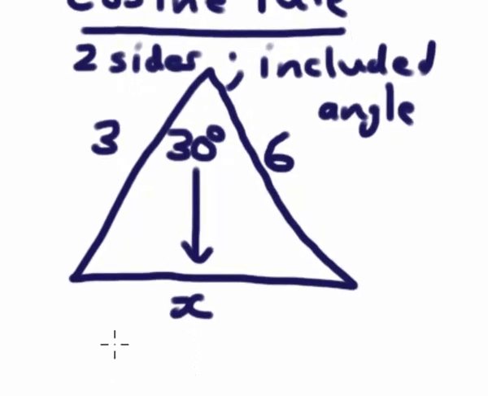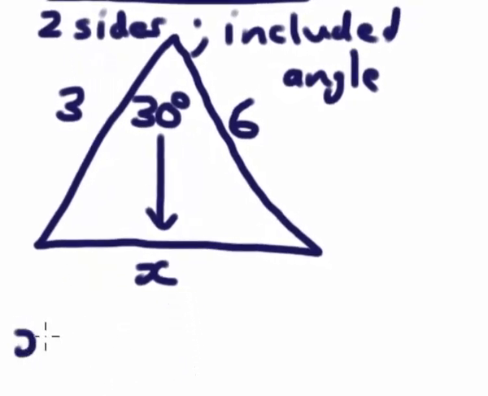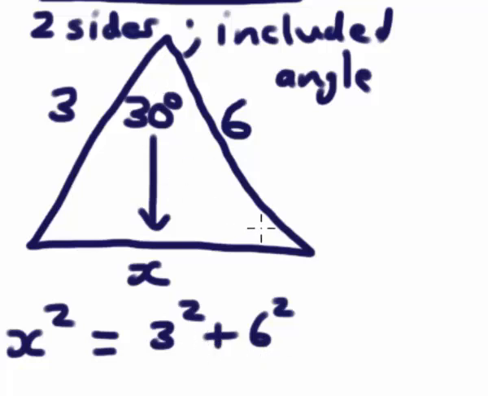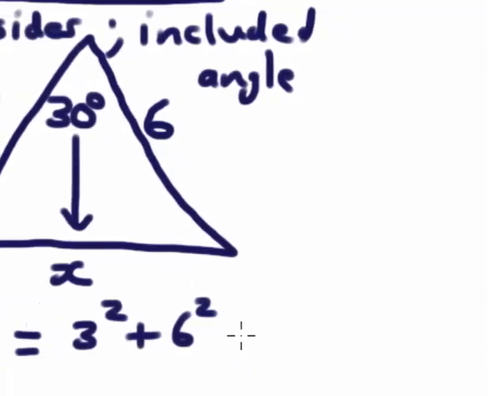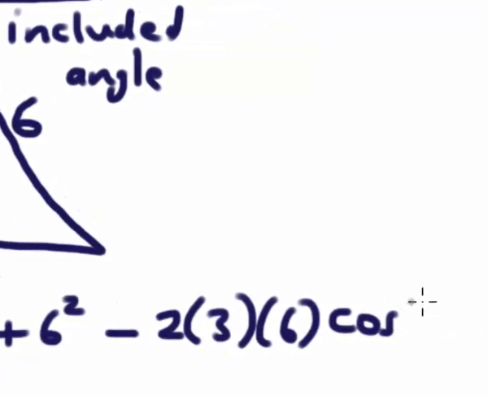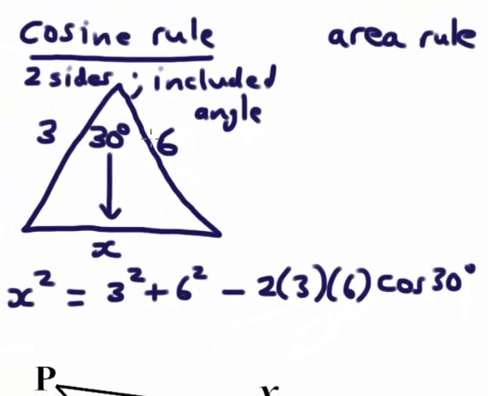Now, how it works is something like this. You go x squared, okay, so you square the x, then you go equals 3 squared plus 6 squared. You square and add the other two sides. Then, now watch this, you go minus 2, always minus 2, multiplied by those two sides, okay? And you work out the cos of the included angle. That is how we use the cos rule. X squared, two sides, the included angle. X squared is 3 squared plus 6 squared minus 2 multiplied by 3 times 6, always cos of the included angle. That is the cos rule.